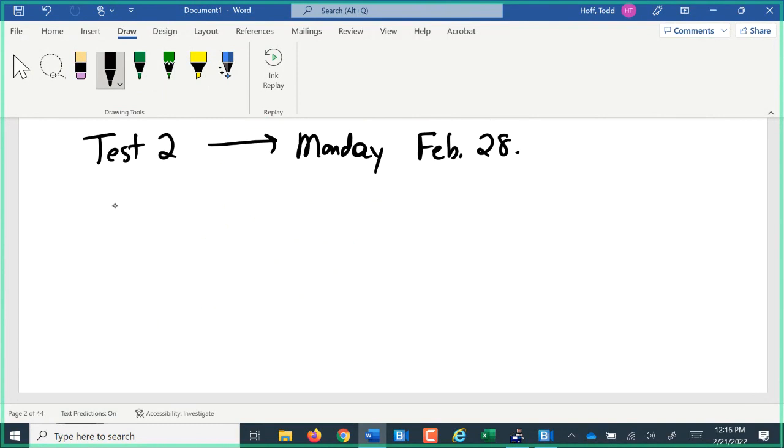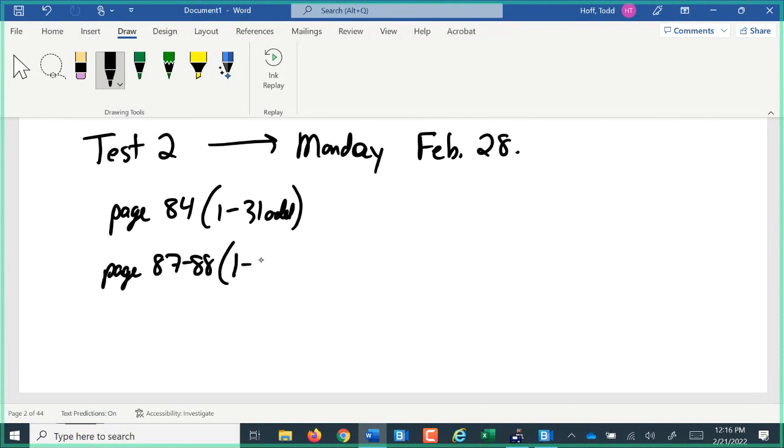Your homework. Four, 1 through 31, the odds. That's dealing with just combining powers and exponents. And then page 87 through 88, 1 through 39, the odds, that is on the scientific.